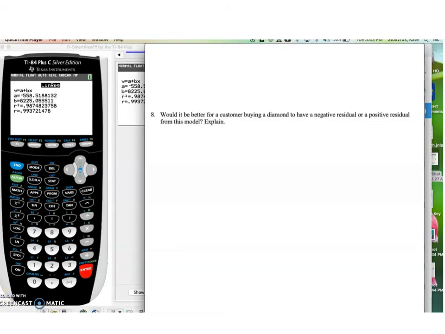I'm asked, would it be better for a customer buying a diamond to have a negative residual or a positive residual from this model? So for me, remember, a residual is your actual minus your predicted. So I personally would want a negative residual, meaning that I paid less than predicted. So I'd like a negative because paid less than predicted.